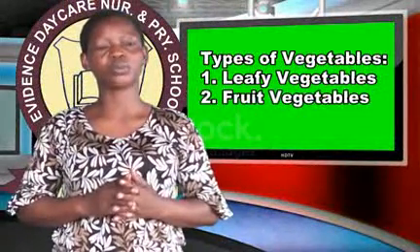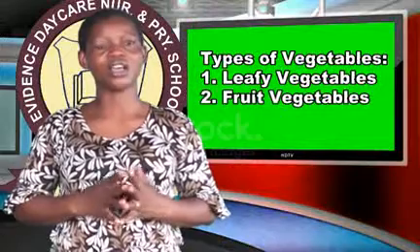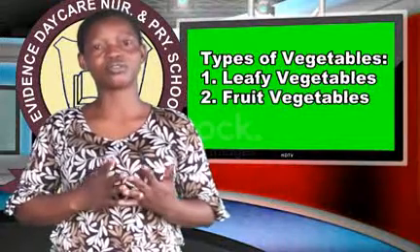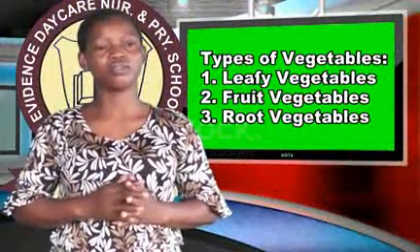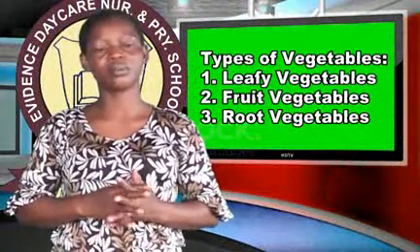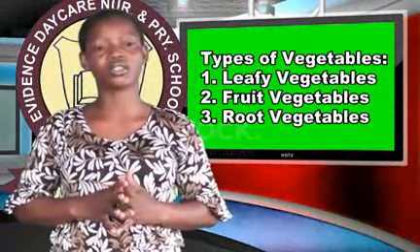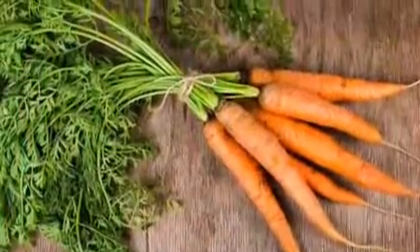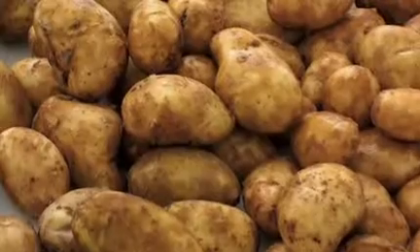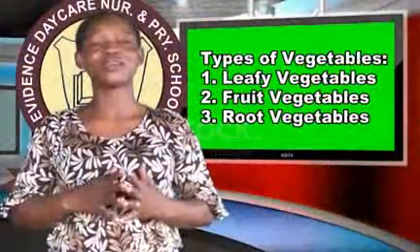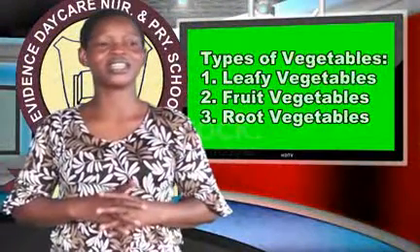Number 2, we have fruit vegetables. Examples of fruit vegetables are tomatoes, melon, okra, and so on. Number 3, root vegetables. Examples of these vegetables include carrots, onions, and potatoes. All these are examples of root vegetables.